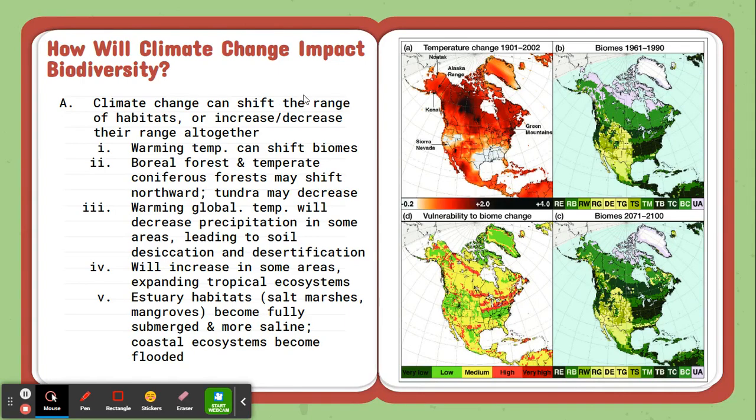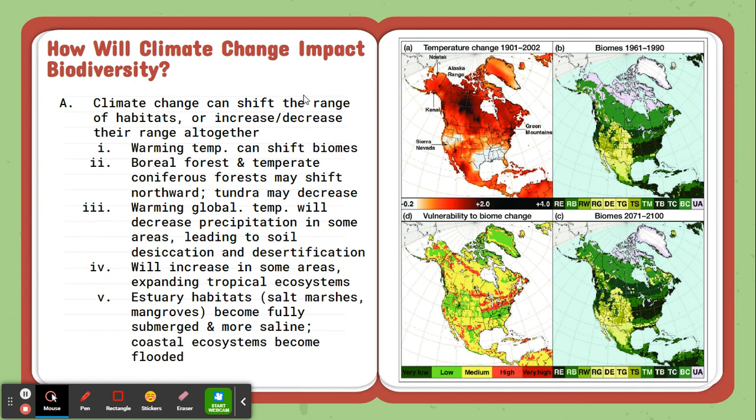Now, how will climate change impact biodiversity? Well, we know from topic 9.5 that climate change is driven by an increase in global temperatures, which can then change temperature and precipitation patterns all around the world. Who's going to be impacted by that the most? It's most likely going to be our forest type ecosystems, our Arctic ecosystems, and so on.